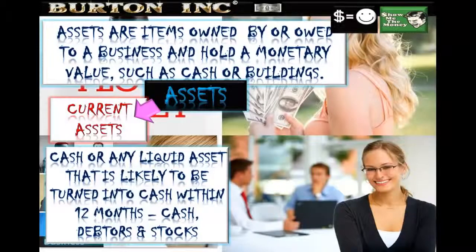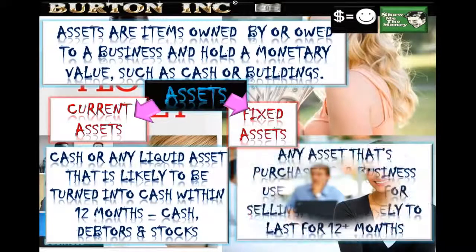Assets we divide up into two parts in the balance sheet. Current assets, key time period here, 12 months. If it's 12 months or less, we're talking about a current asset. So cash or any liquid asset that's likely to be turned into cash within 12 months. Our three main types are cash, debtors and stocks.